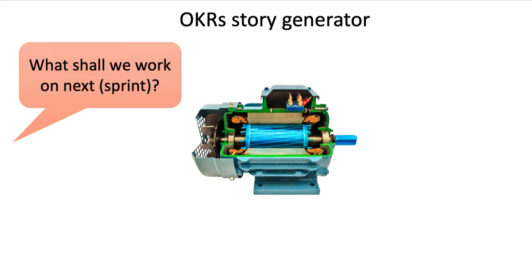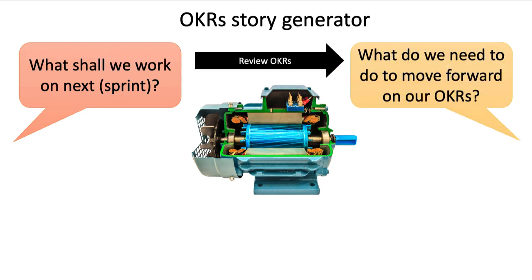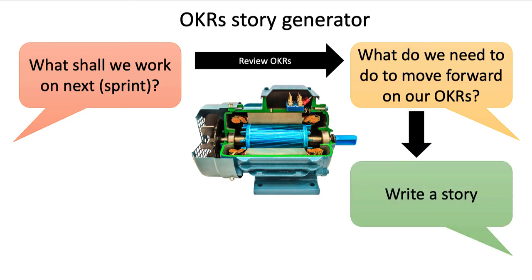Every time you reach the question, what shall we work on next? What shall we schedule in the next sprint? Go to your OKRs, review your OKRs and ask yourselves, what do we need to do to move forward on the OKRs? The OKRs have a prioritized list. To move forward on the items you haven't done, what do you need to do? What is the highest priority? What can you do? What are the options available in the time you have available? And if you need to, write a story.